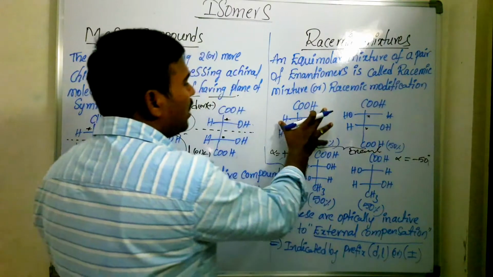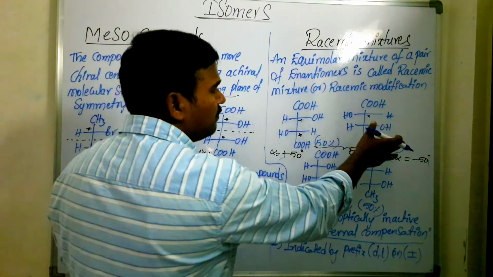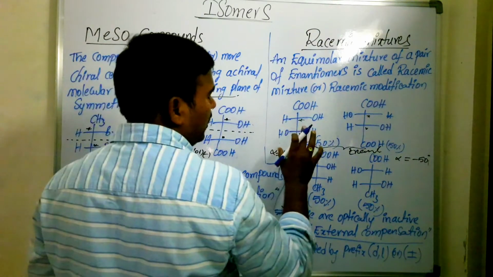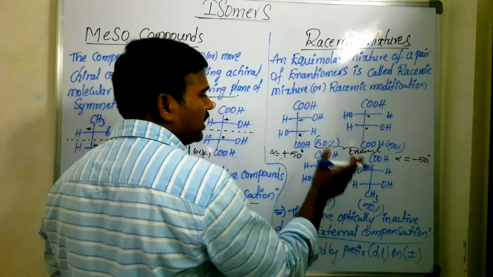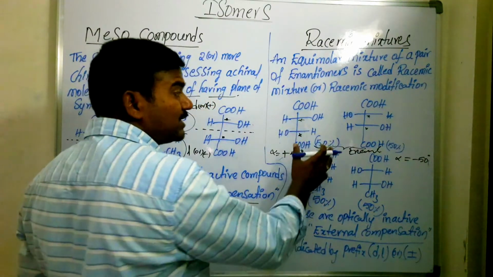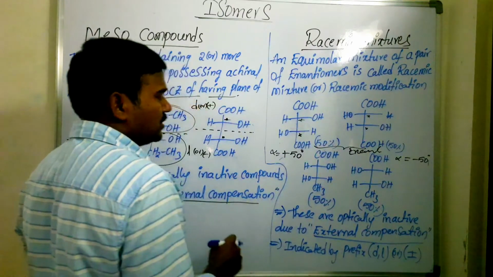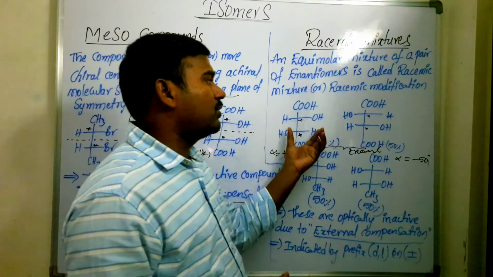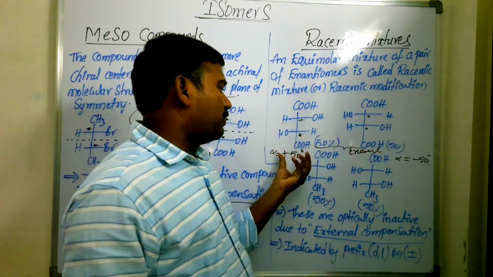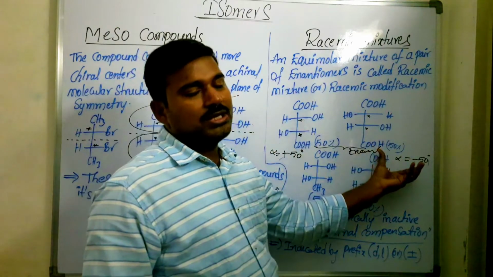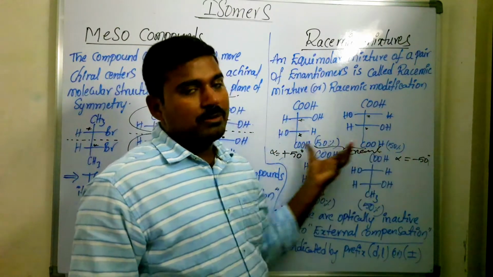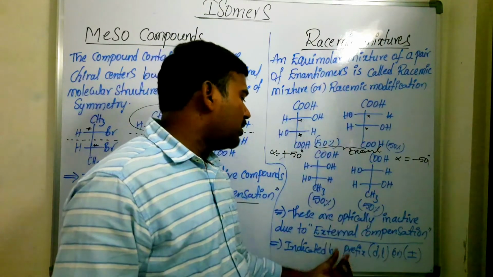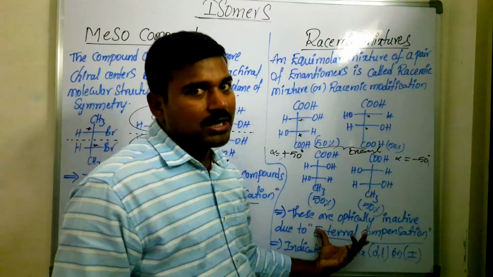Whatever one molecule rotates, the other molecule will rotate in the opposite direction by the same amount. So plane polarized light is rotated in opposite directions by the individual molecules. This is called external compensation. Internal means within the molecule, but this is external compensation. One organic molecule is rotating in the plus dextro form, another is in the levo form, and both have equal angles of rotation. When both are mixed, they cancel out. That compensation is called external compensation.